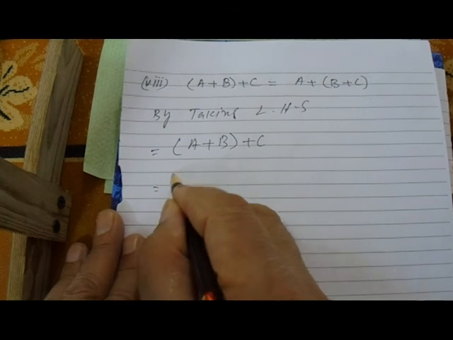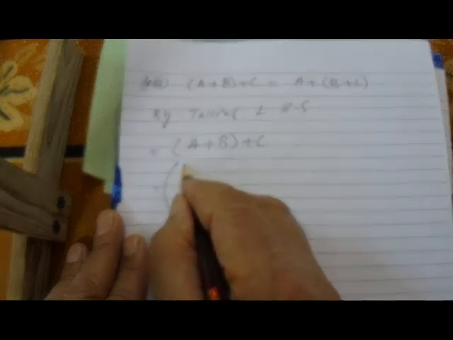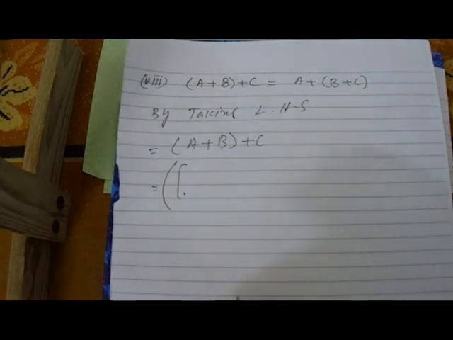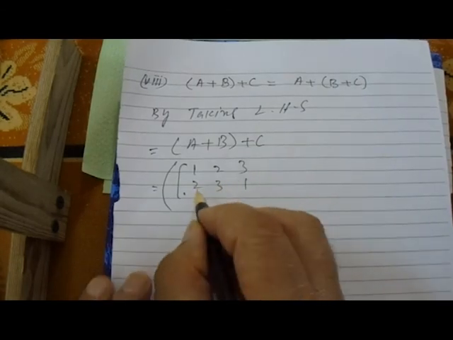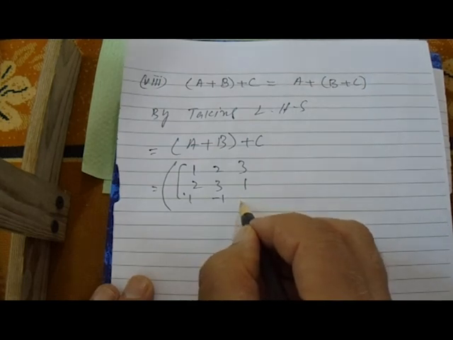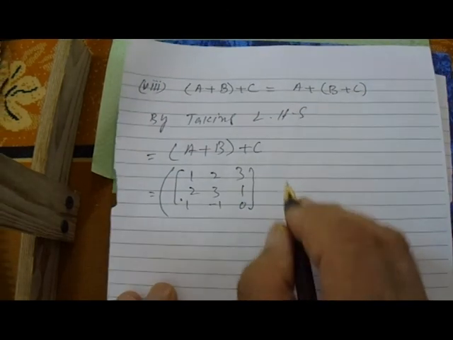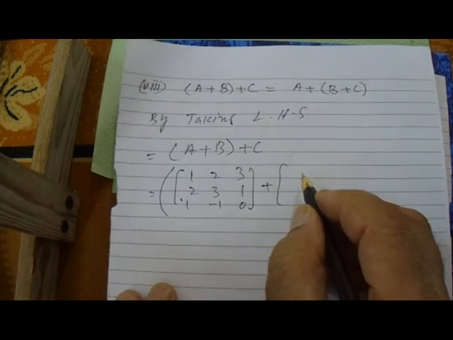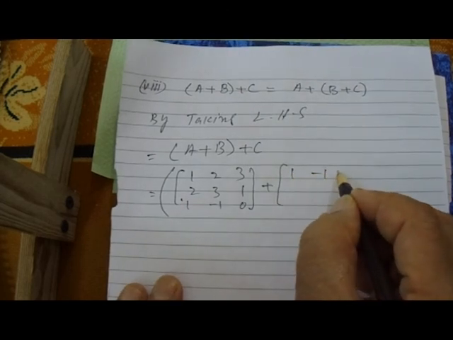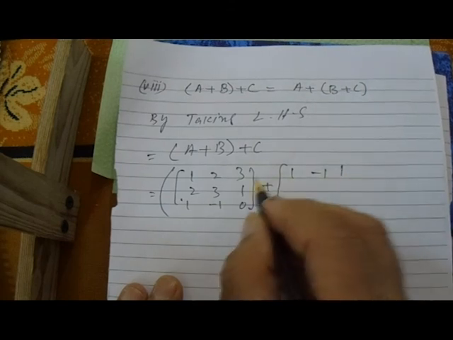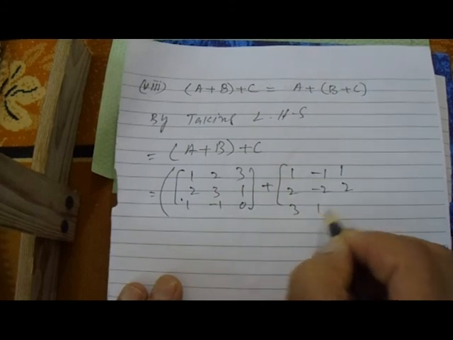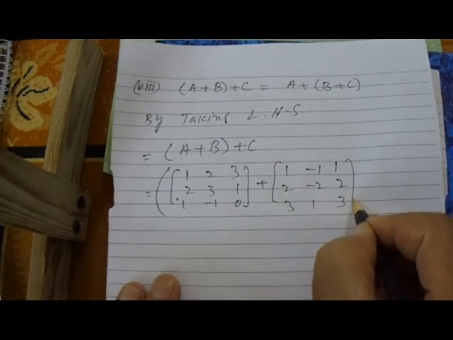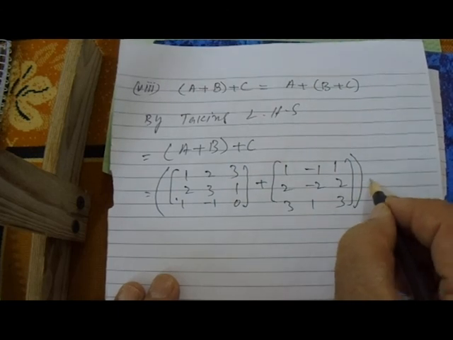Now we put the values, first round bracket here. This is our A matrix. We write A matrix 1 2 3, 1 2 3 and 2 3 1, and 1 minus 1 and 0. Now this is our A matrix. Now plus, we write B matrix 1 minus 1, and 2 minus 2 2, and 3 1 3. Now this is bracket, we write here round bracket and plus C.